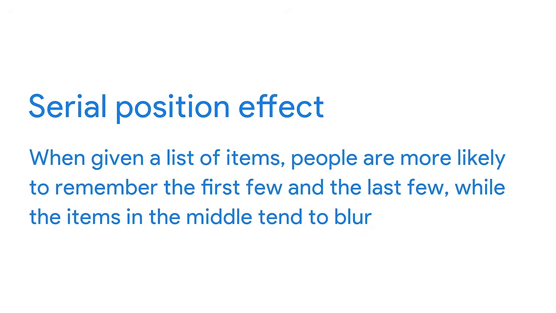Another bias you might have as a moderator during a usability study is serial position effect, which we've discussed in a previous video. Serial position effect is a psychological bias that states that when given a list of items, people are more likely to remember the first few and the last few, while the items in the middle tend to blur. Be aware that when you're interviewing participants, the first and last things they reveal might stand out to you more than the feedback in the middle because of the serial position effect.